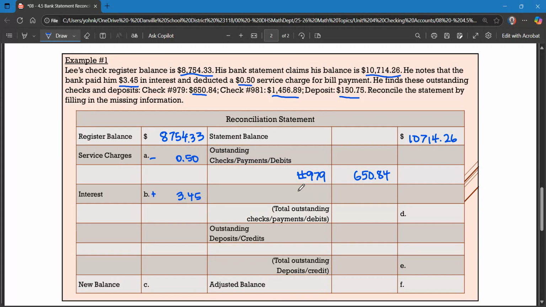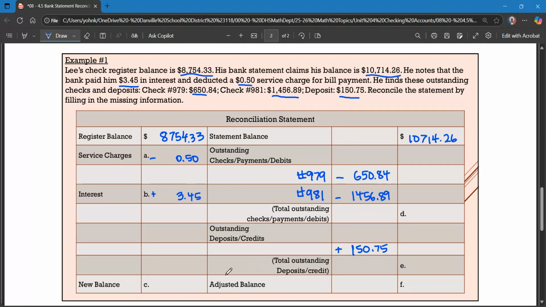Then we have check 981. Notice there's a gap in the checks. The check is for $1,456.89. All right, let's keep reading. Total deposit. So if you go down here, outstanding deposits, we're going to put it underneath in the white line, $150.75. Now, outstanding checks. Checks are money out of your account, so I'm going to put subtraction symbols by the checks. A deposit is money you put into your account, so I'm going to put a plus sign by them.